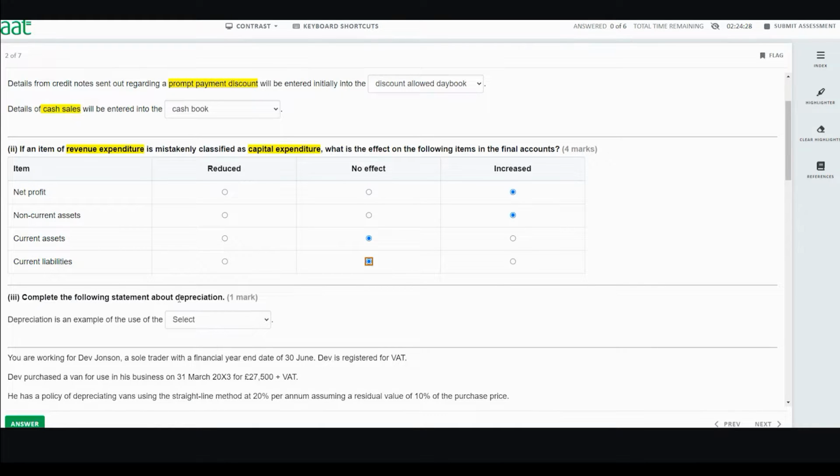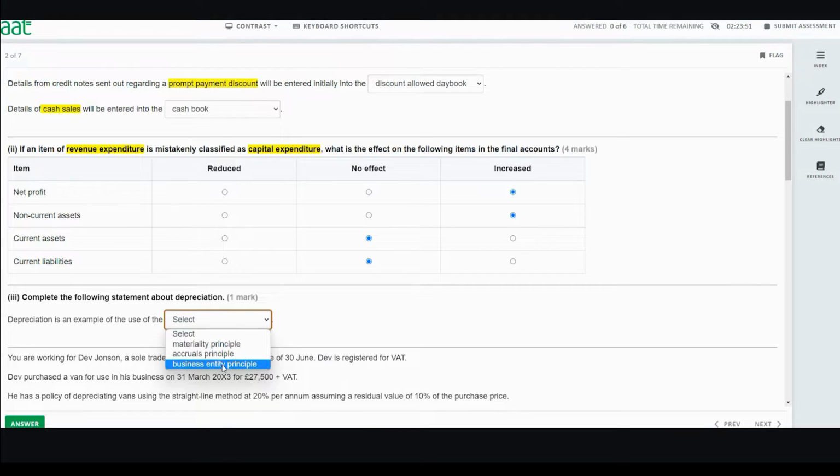Complete the following statement about depreciation. Depreciation is an example of the use of the what? So you've got three options, okay? Now, always, if you're unsure, go by elimination. Materiality principle means that we will put items through the profit and loss account up to a certain amount. Anything above that would go into, say, capitalised items such as non-current assets.